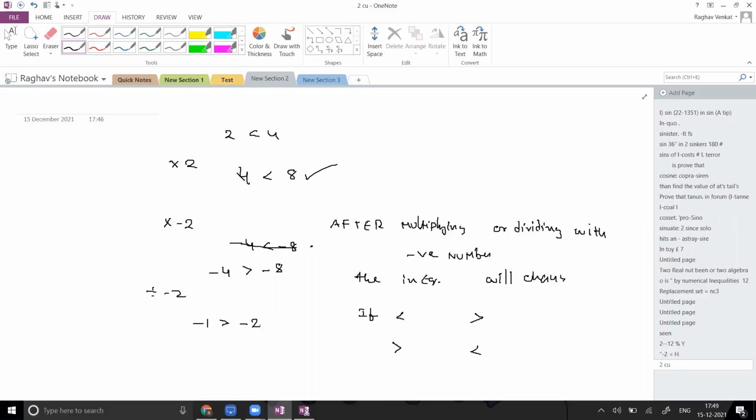Is it the same for equal to? Less than or equal to? Yeah, same. Less than or equal to is also the same. I'm saying even if it is not strict, it will be the same. Might be it is equal at one particular value, but for the rest of the values it is less than. Because of the minus, all those values will become greater. Only that particular equal value remains equal. Got it?